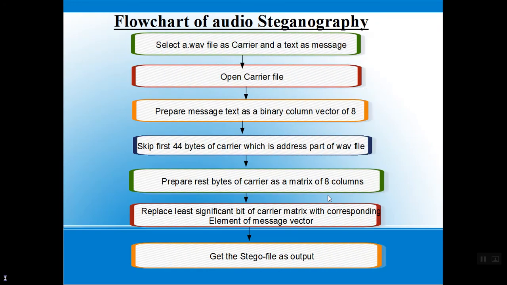Now the flowchart of audio steganography. First we select a WAV file as a carrier and a text message. Then we open the carrier file and prepare the message text as a binary column vector of 8. Then we skip the first 44 bytes of the carrier, which is the header part of the WAV file. Now we prepare the rest of the bytes of the carrier as a matrix of 8 columns. Now we replace the least significant bit of the carrier matrix with the corresponding element of the message vector, and as an output we get a stego file.